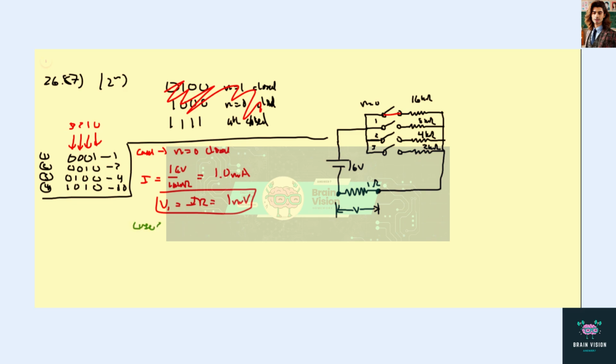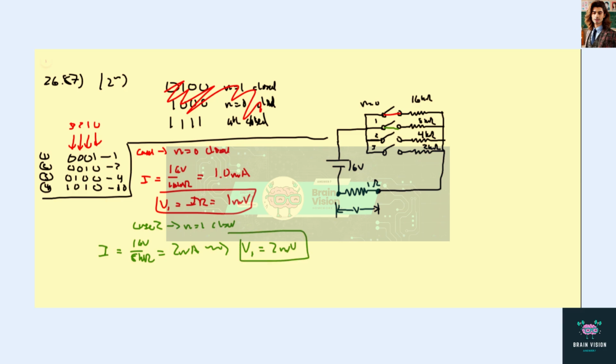Let's go to case 2. Case 2 says n equals 1 closed. That's this case. Again, we're only going through one resistor, so the I is given by 16 volts over 8 kilo ohms, which is 2 milliamps. And again, measuring across the 1 ohm resistor gives a V of 2 millivolts.